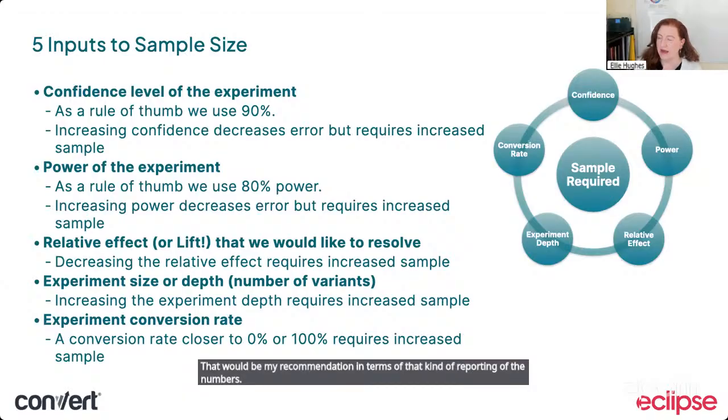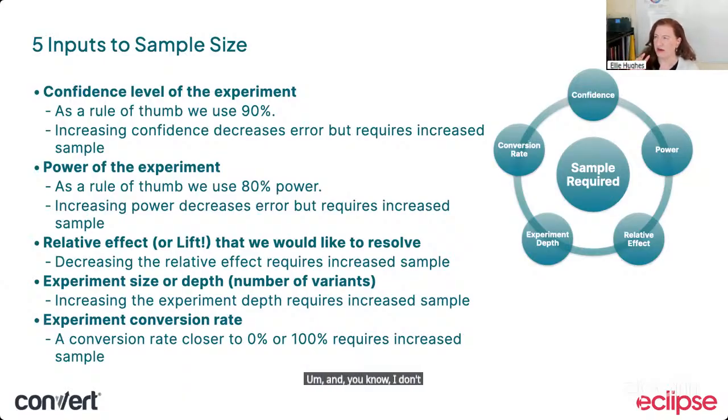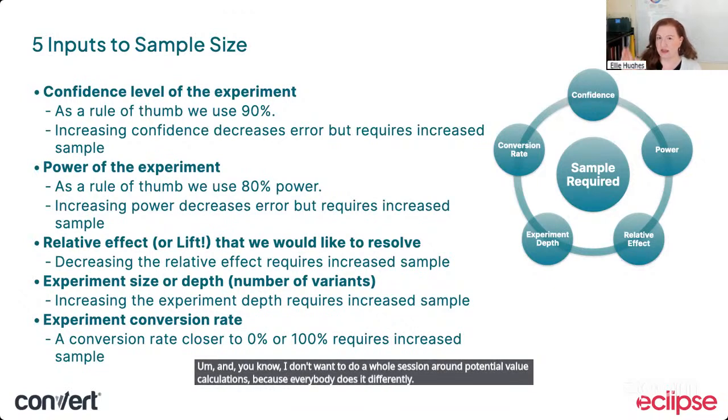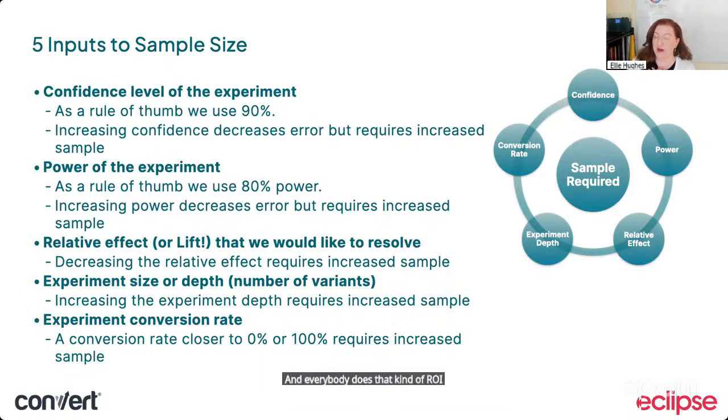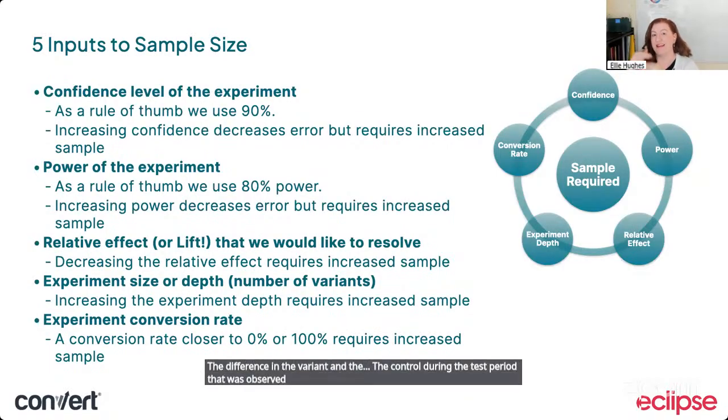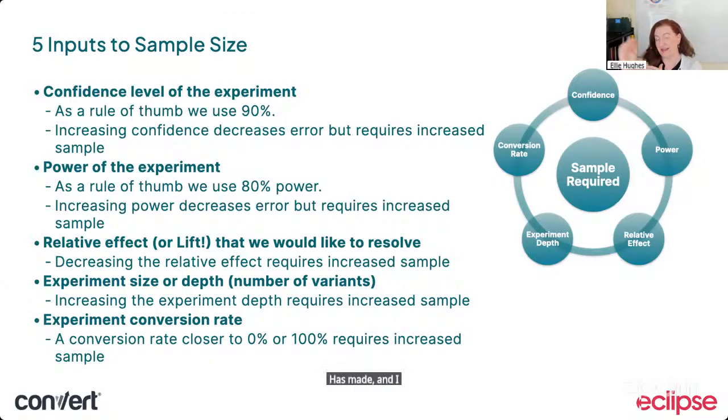And I don't want to do a whole session around potential value calculations, because everybody does it differently, and everybody does that kind of ROI modeling differently. I prefer not to do it. I tend to quote the difference between the variant and the control during the test period that was observed, and I'll say that's how much of an impact this experiment has made. I don't tend to then model it out over the whole year. I just say that's the difference it has made as a one-off.